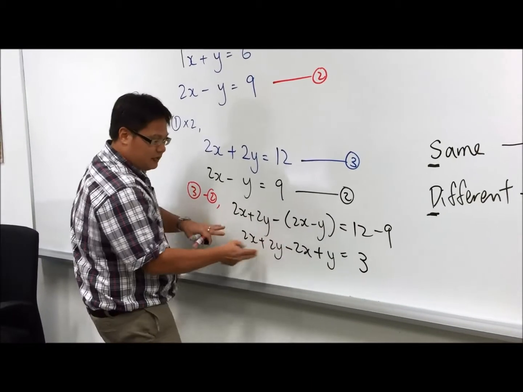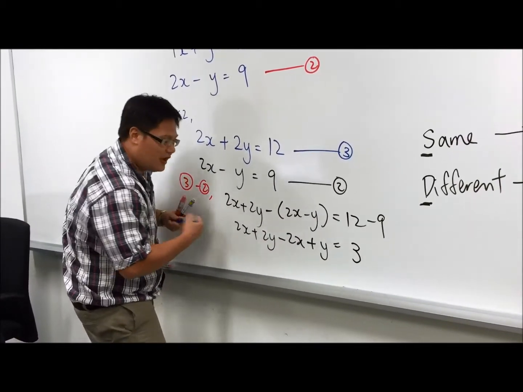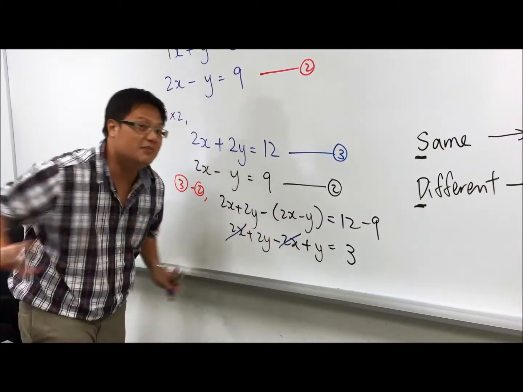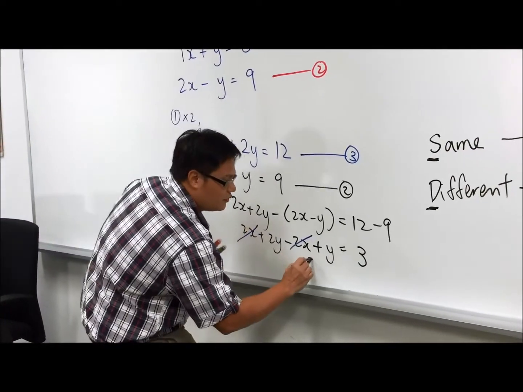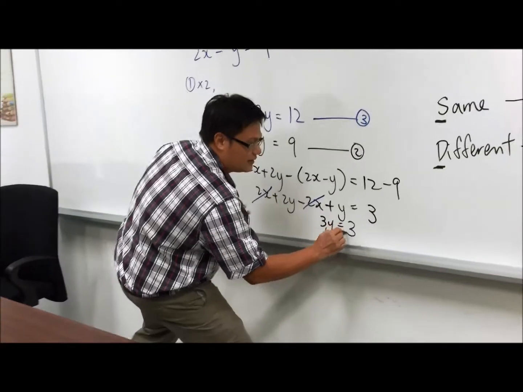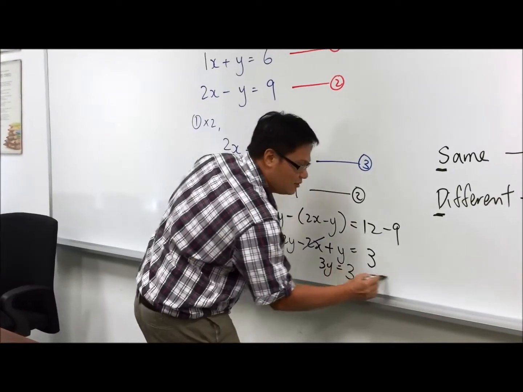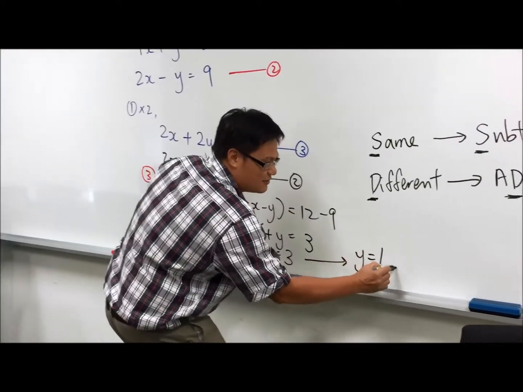Look carefully: the 2x minus the 2x eliminates itself. And what do we have left? We are left with 3y equals 3, and that leads us to y equals 1.